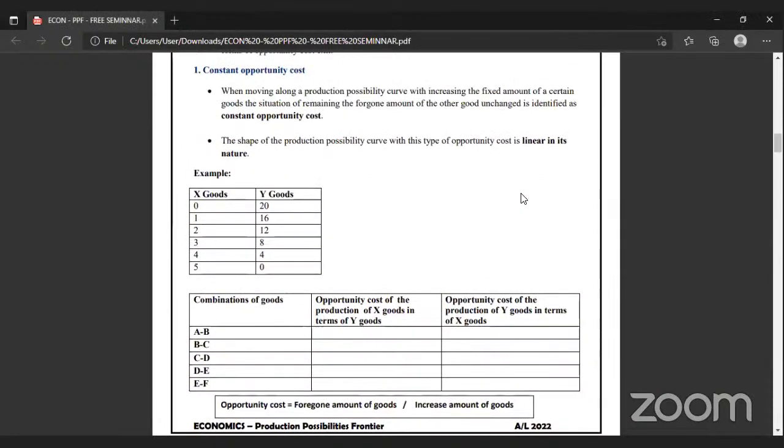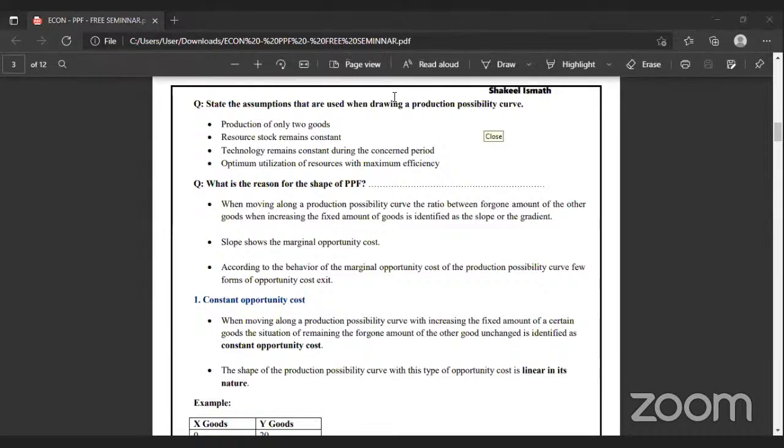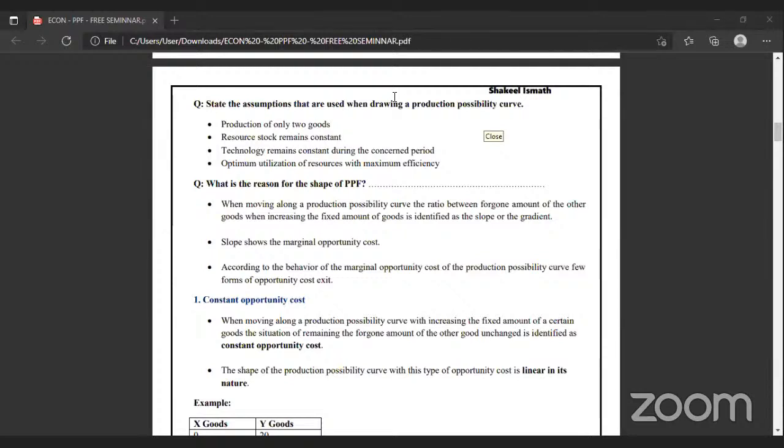Right. So this is the constant opportunity cost. Just tell me the answer for this question. What is the reason for the shape of the PPC curve? Tell me the reason for the PPC curve shape. There are three shapes now. One is linear one, constant. Number two, concave to the origin. Third one is convex to the origin. But in the new syllabus, the decreasing one is not there. But the other two only we will focus more.